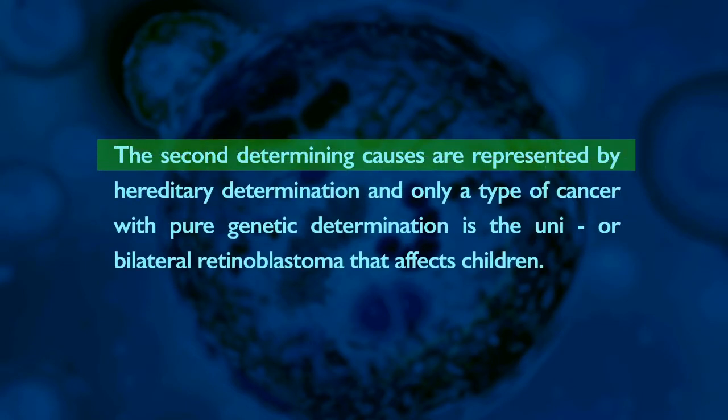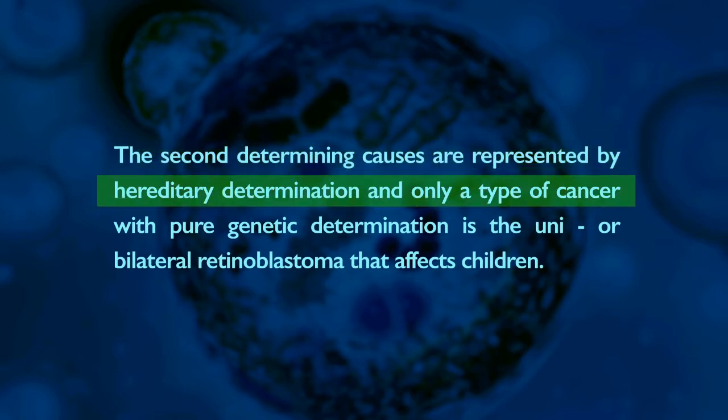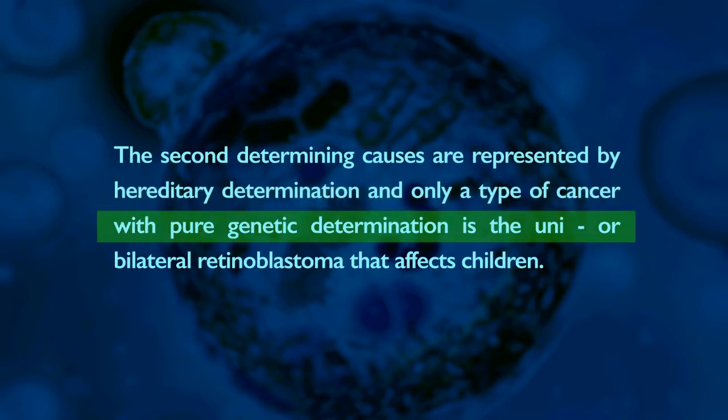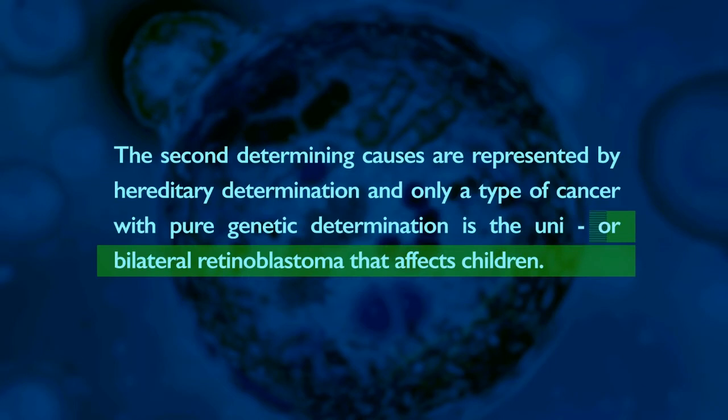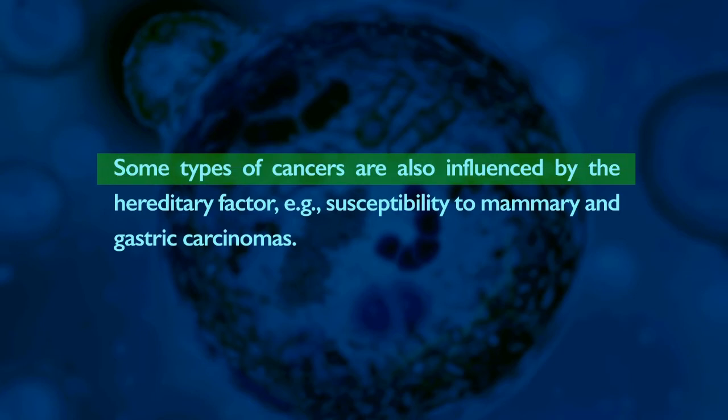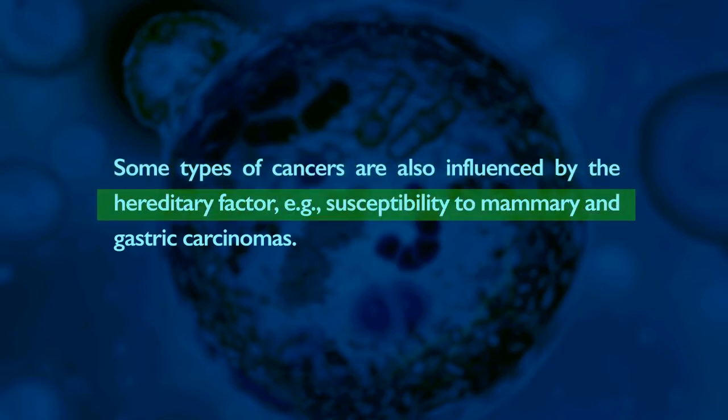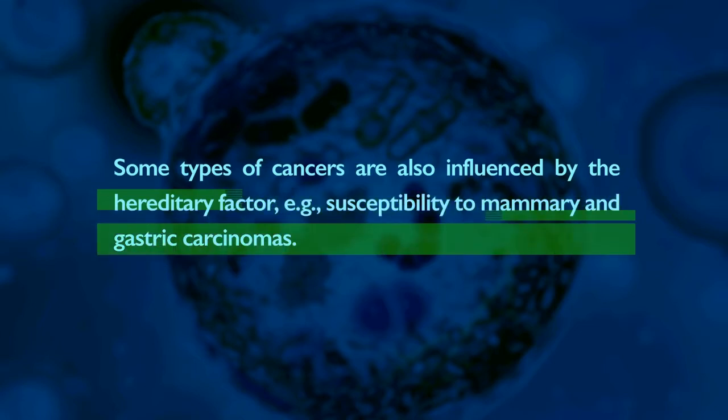The second determining causes are represented by hereditary determination, and the only type of cancer with pure genetic determination is the uni- or bilateral retinoblastoma that affects children. Some types of cancers are also influenced by the hereditary factor, for example, susceptibility to mammary and gastric carcinomas.